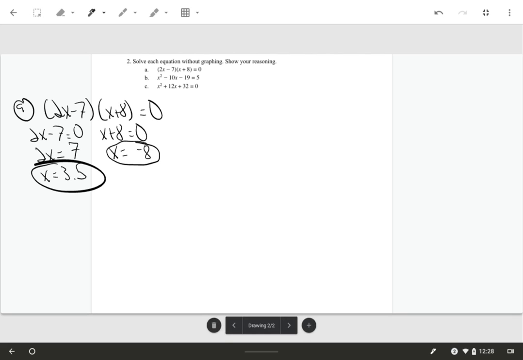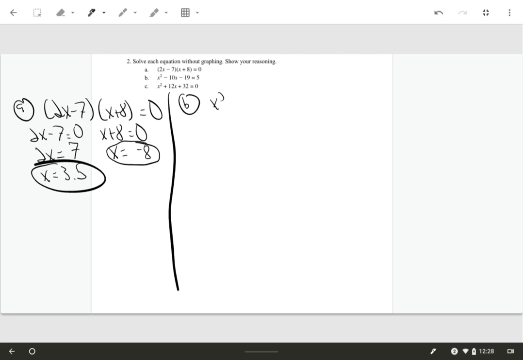So that is it for A. I have x equals 3.5 and x equals negative 8. Okay. Let's look at B. We have x squared minus 10x minus 19 equals 5.